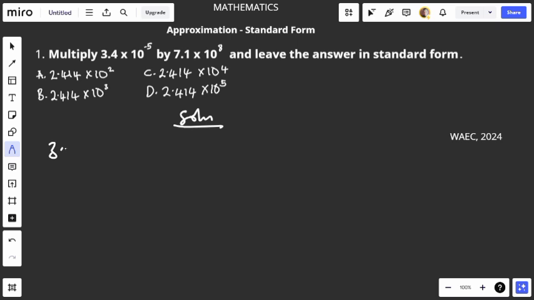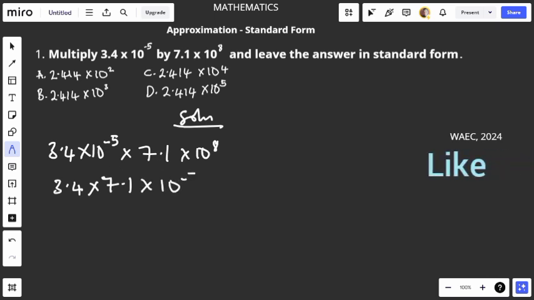We will multiply 3.4 times 10 raised to power of minus 5 times 7.1 times 10 raised to power of 8. So we have a number here in a power of 10 and another one. So I'll arrange it this way: 3.4 times 7.1 times 10 raised to power of minus 5 times 10 raised to power of 8.